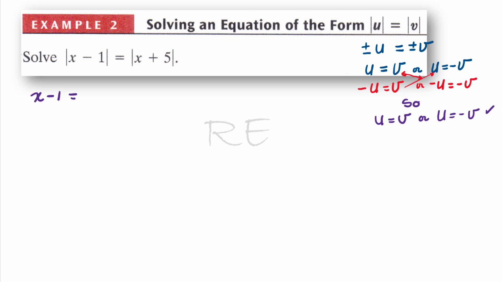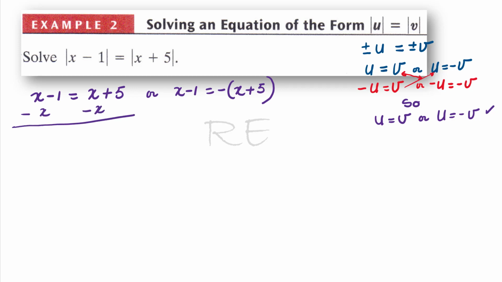So the absolute value of x minus 1 is equal to the absolute value of x plus 5. Therefore, we have x minus 1 equal to x plus 5, or x minus 1 equal to minus, between parentheses, x plus 5. After we subtract x from both sides, for the first equation we get negative 1 equal to 5, which should be rejected. Negative 1 will never be equal to 5.